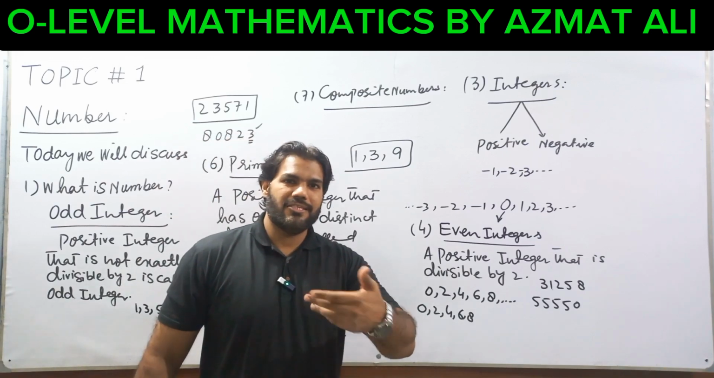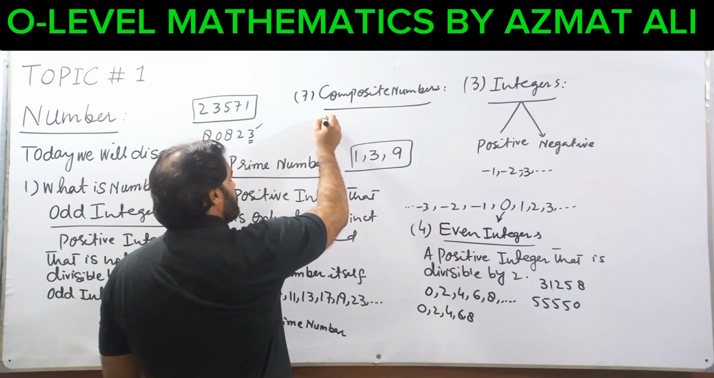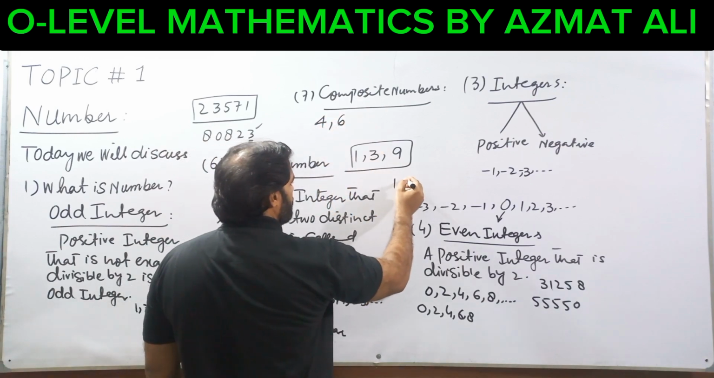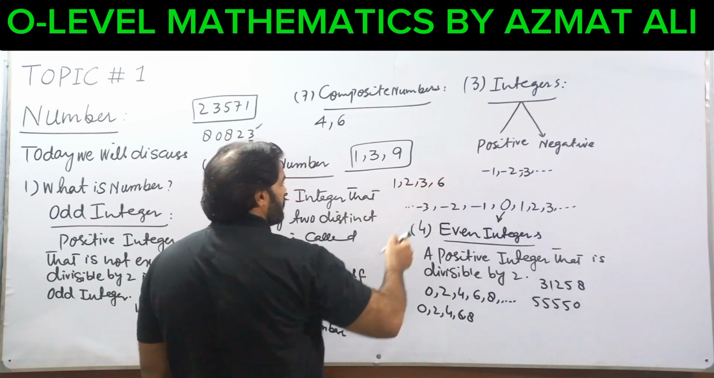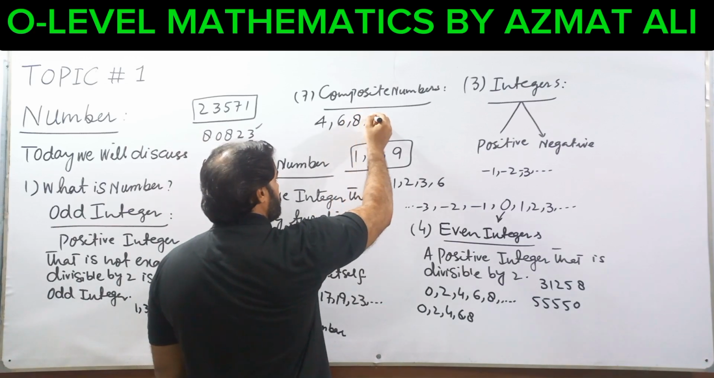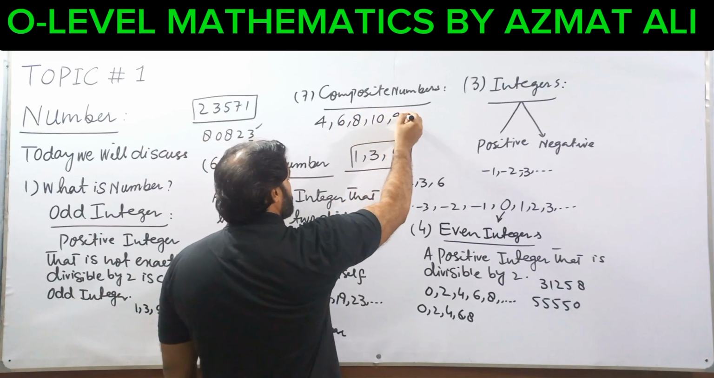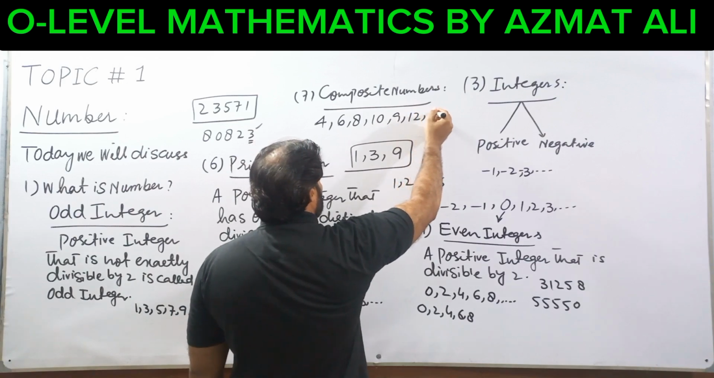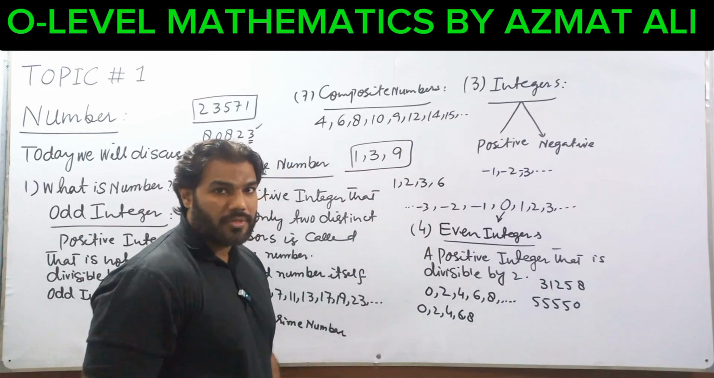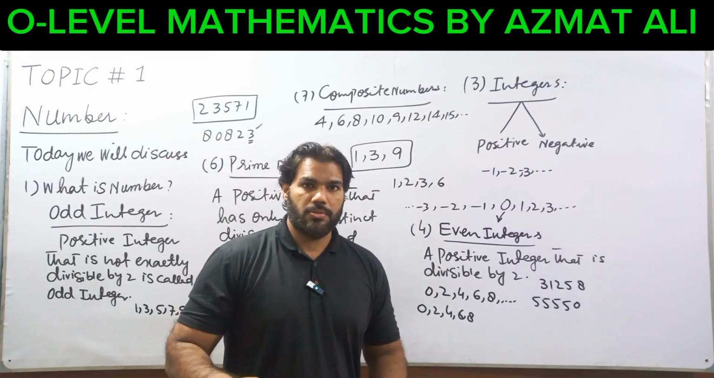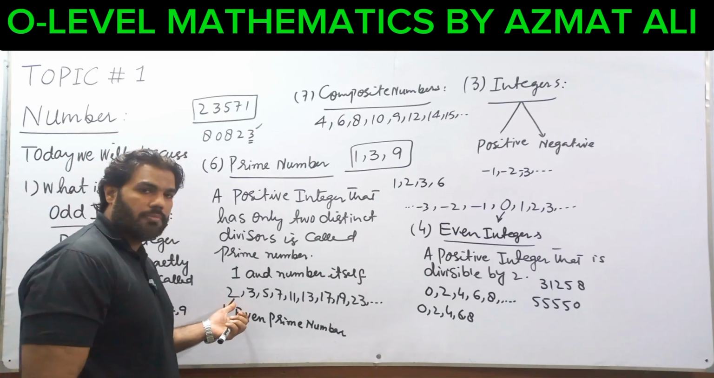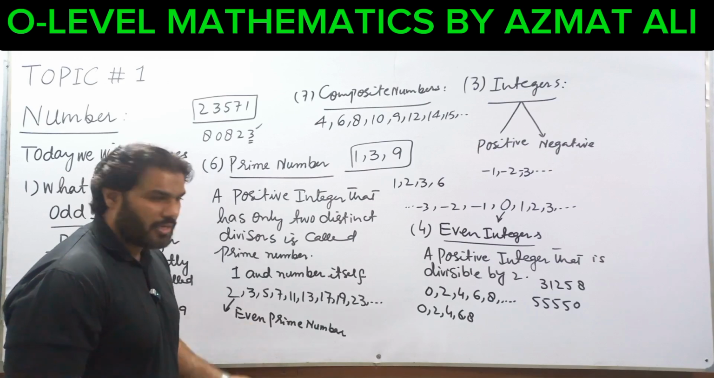So what is the first composite number? The first composite number is 4. Second is 6, because 6 is divisible by 1, 2, 3, 6. So 6 has 4 divisors, and this is a composite number. 8 is also a composite number, 9 is also, 10, 12, 14, 15 are also composite numbers, and so on. So composite numbers consist of both even and odd. But prime numbers are always odd except the first one, that is 2. This is the even prime number.